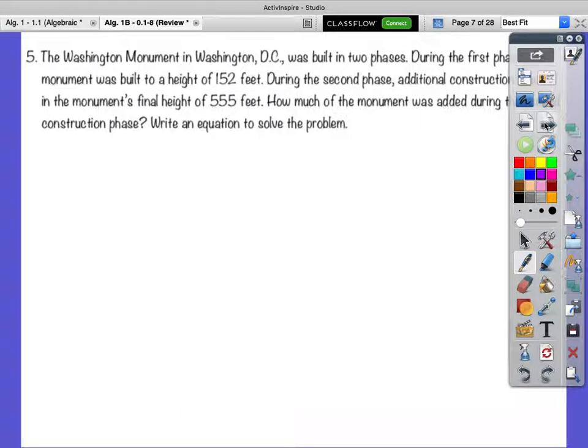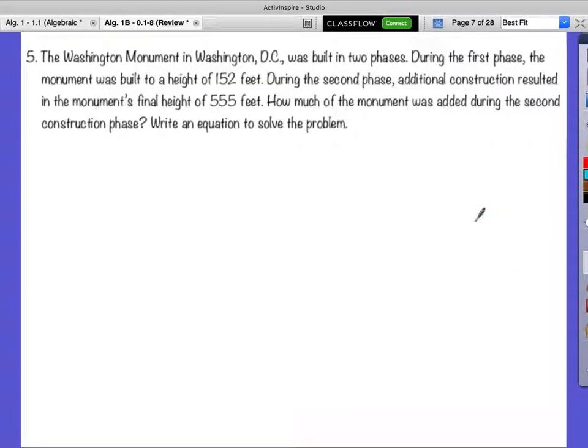I'll go to a new slide for it. Okay. The Washington Monument. Don't let the fact that this is a big paragraph throw you off. The Washington Monument in Washington D.C. was built in 2 phases. It wasn't all just built at once. It was built part of the way, then finished.